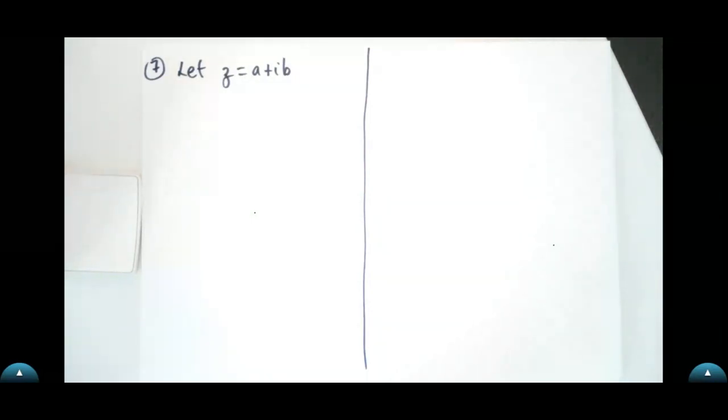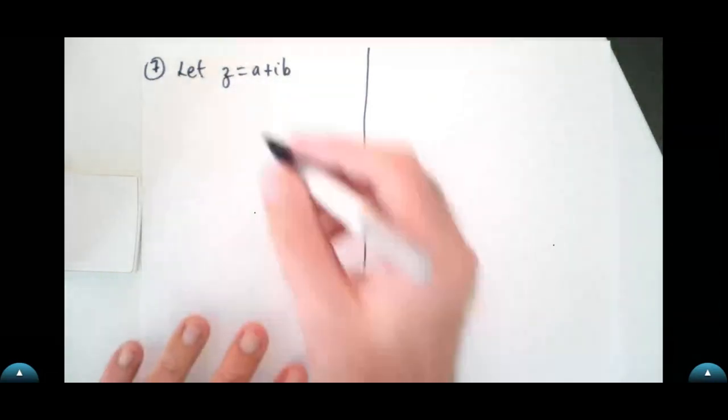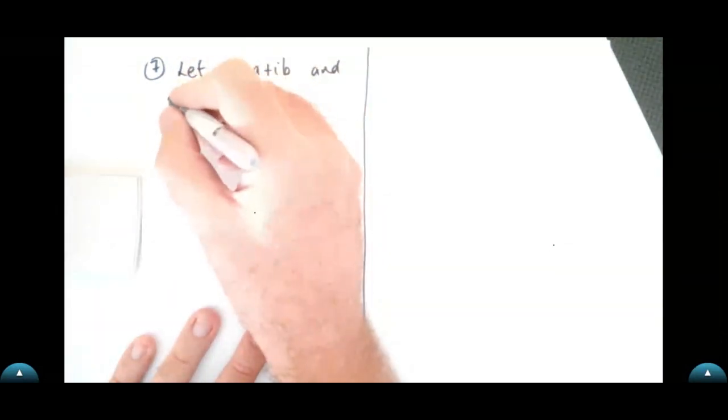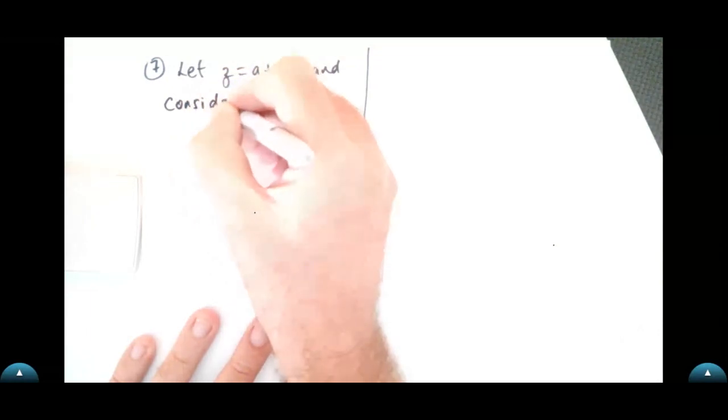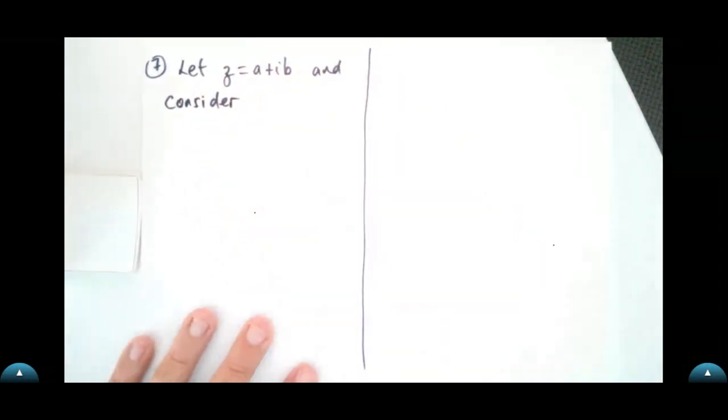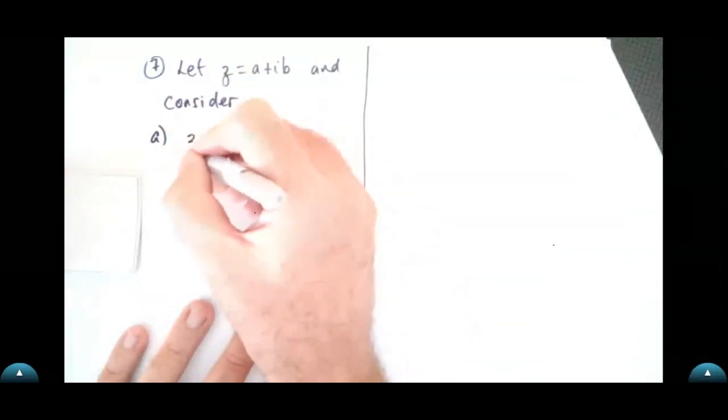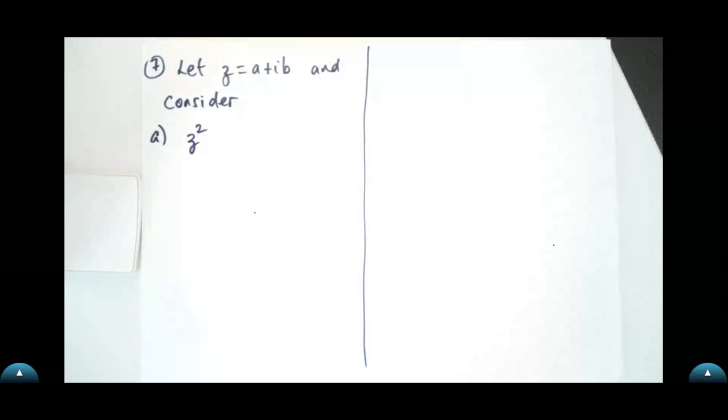All right, so a and b here are just real numbers. i is defined to be the square root of -1, and we want to simplify the following expressions. So let's look at z squared. Okay, so pretty easy. I'm sure you all know how to do this.